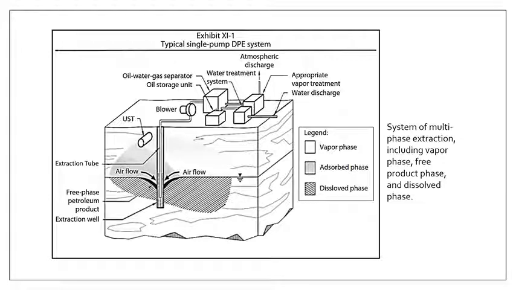Okay, so you can see here that the extraction well is screened in the vadose zone and in the groundwater. And you also have some black stuff here. I think this is a free product NAPL. All right, so you have vapor, free product, sorbed, and your dissolved phases. So you are trying to extract here these four phases.